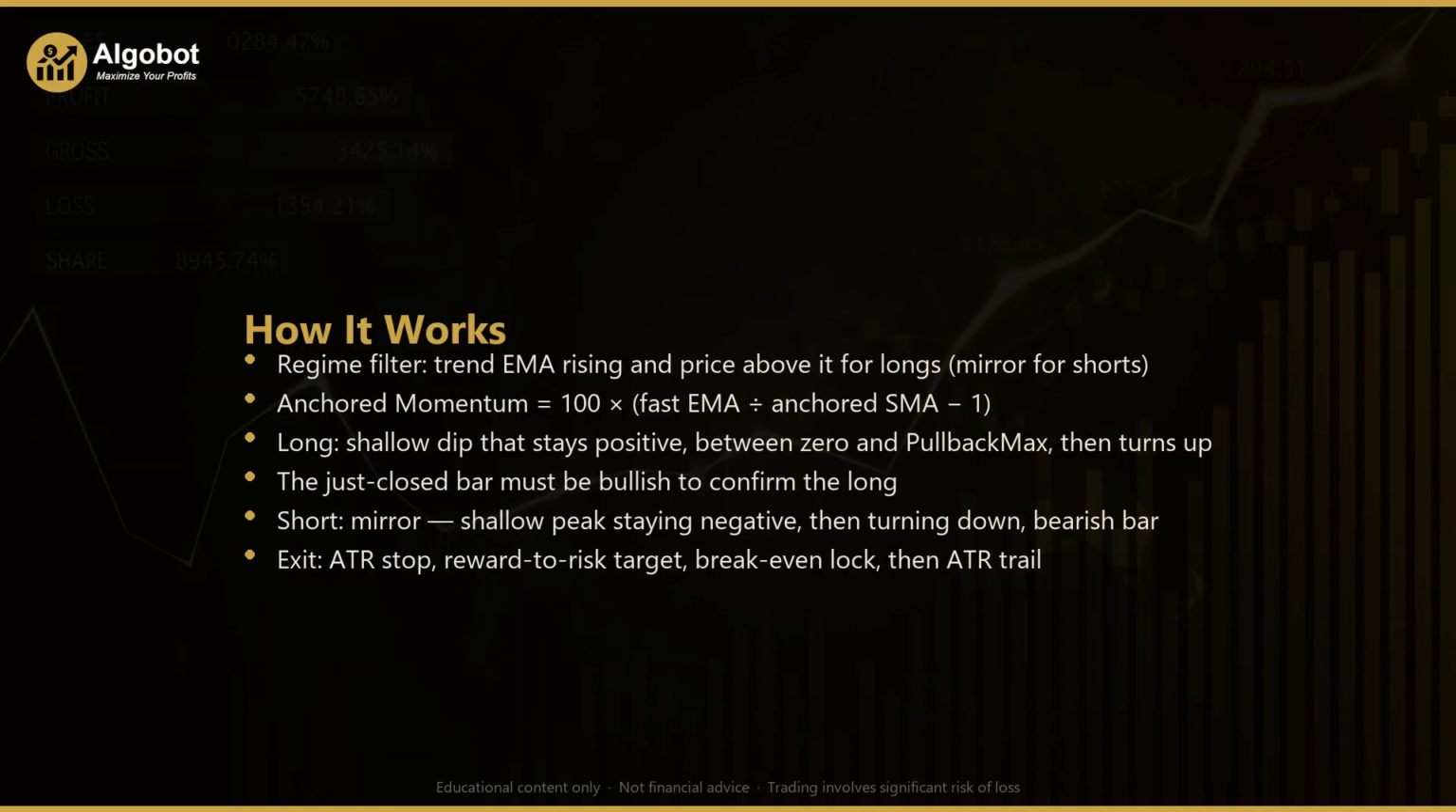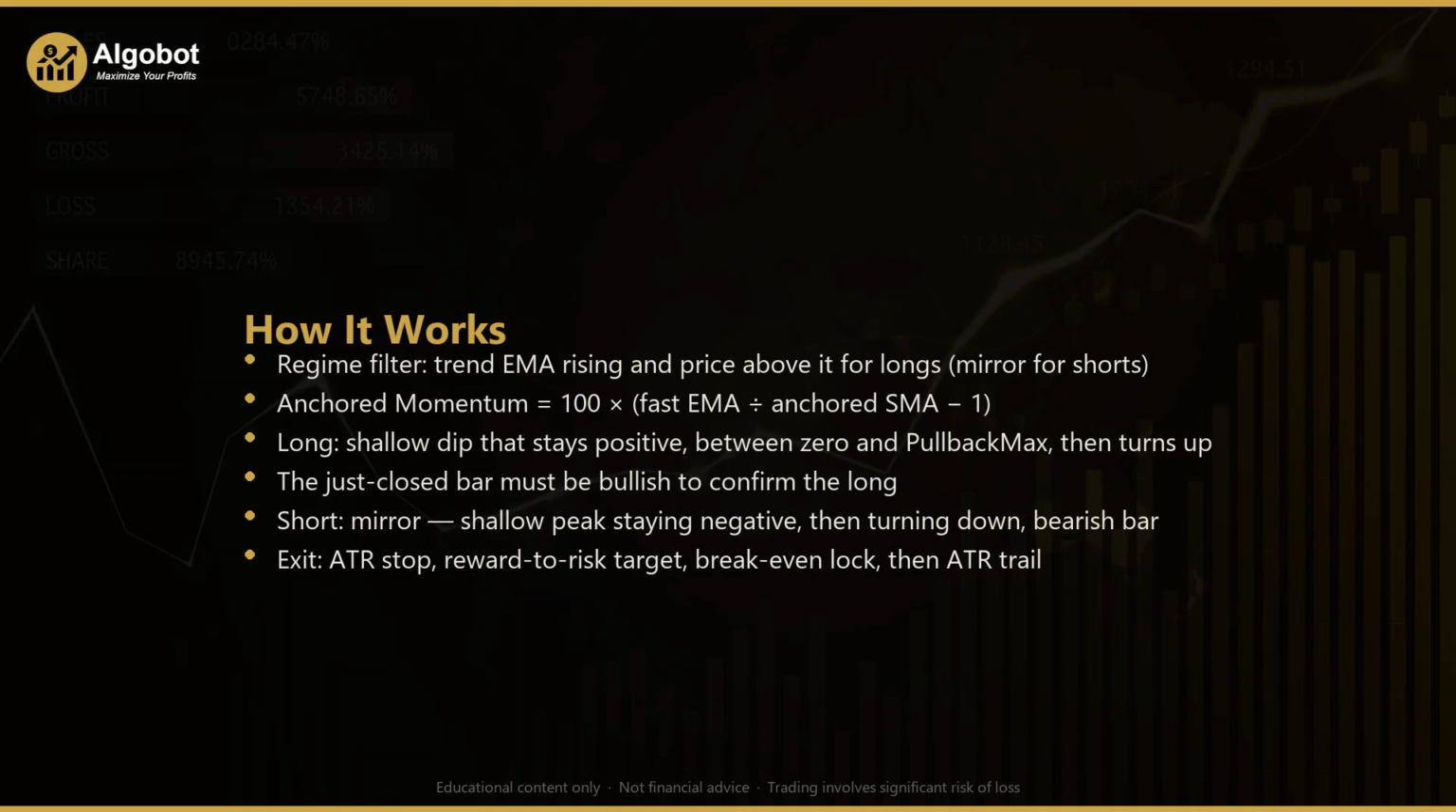Next, the Anchored Momentum Oscillator. It equals 100 times the fast exponential moving average divided by the anchored simple moving average, minus 1. When that value is above 0, the fast average sits above the anchored reference, which signals net upward drift. Below 0 signals downward drift. The sign is the regime, and the slope is the impulse.